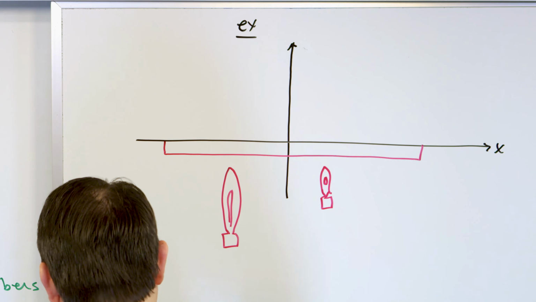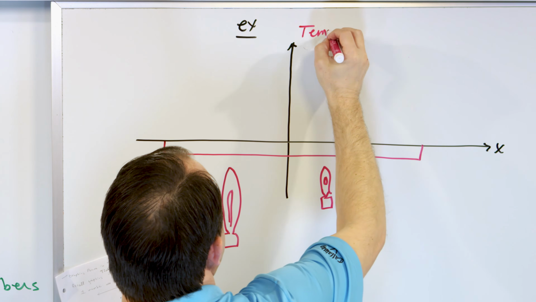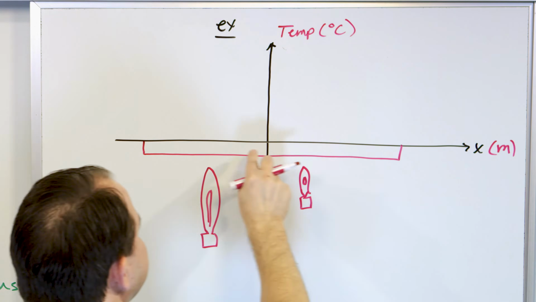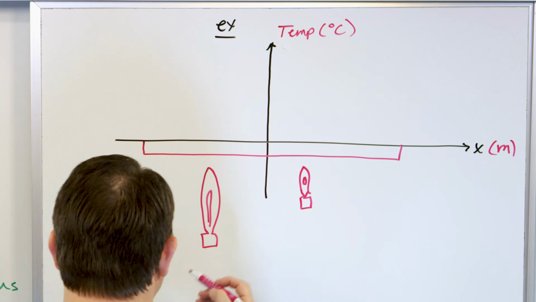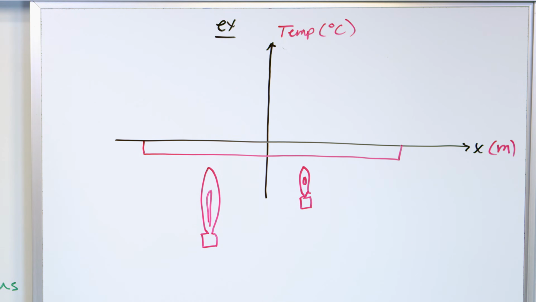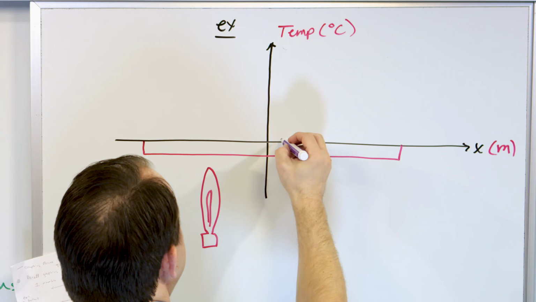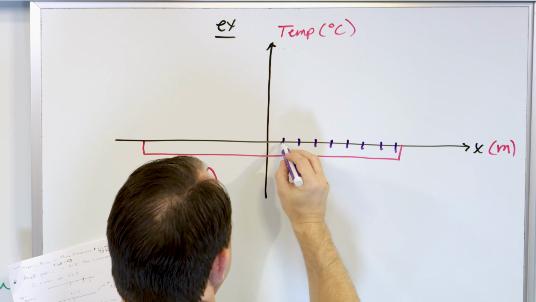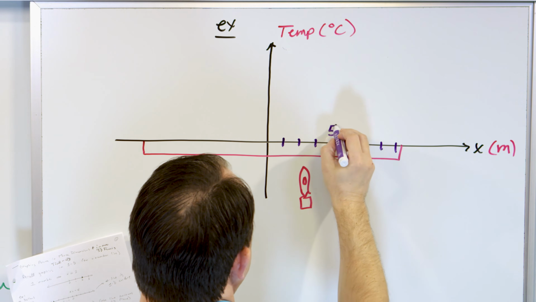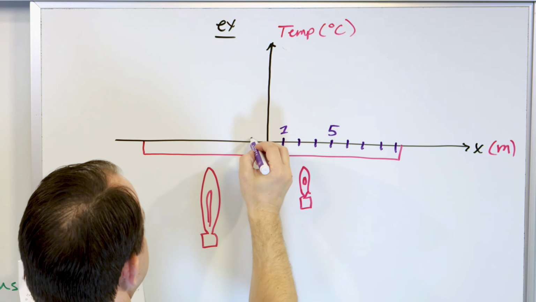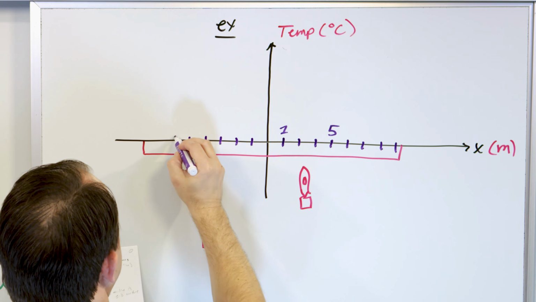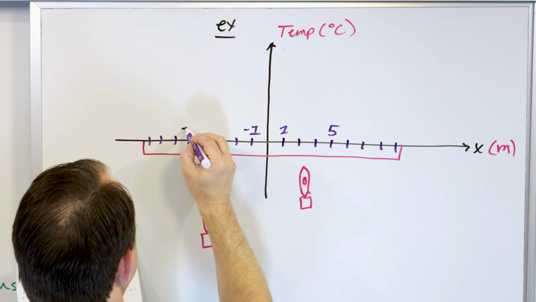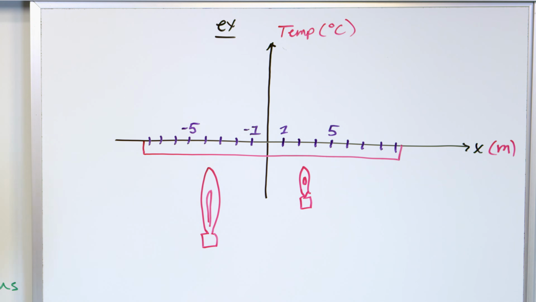Instead of calling it X and Y, we could call Y the temperature in degrees Celsius. And the X direction, that's the distance in meters along the bar, where the center of the bar is at 0 meters. All right? So then we can say, for instance, that we have 1 meter, 2 meters, 3 meters, 4 meters, 5. You can just do tick marks here. And then we have -1, -2, -3, -4, -5, and you can go like this, all right?